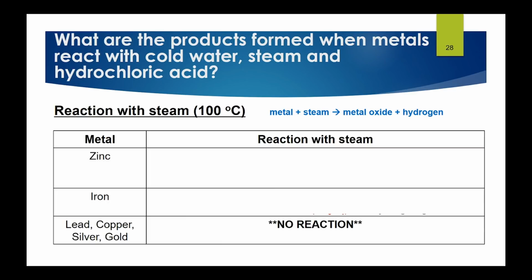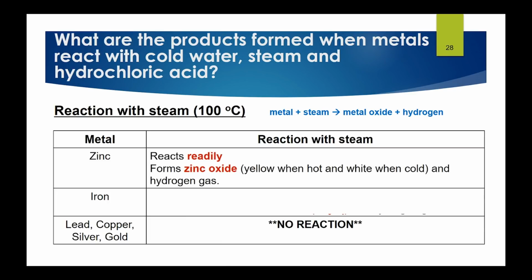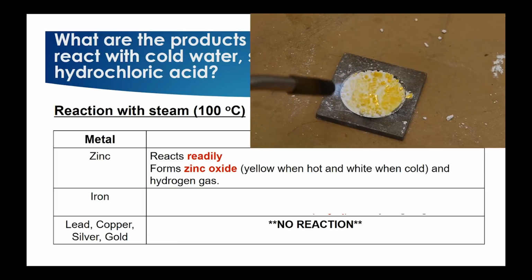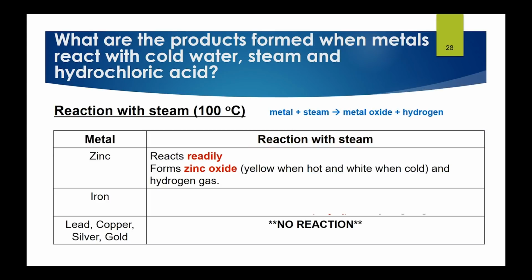How about for zinc and iron? For zinc, it actually reacts readily with steam, and this forms a compound known as zinc oxide, which is interesting because it's yellow when it's very, very hot, and as it cools, it turns white.